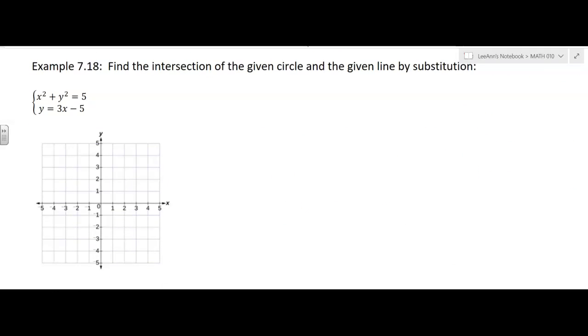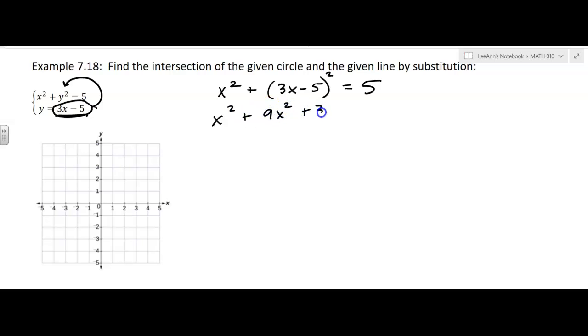Okay. Find the intersection of the given circle and the given line by substitution. Well, it looks like I have y equals 3x minus 5. I'm going to take that and substitute it into the other equation. That'll give me x squared plus (3x minus 5) squared equals 5. Okay, and then here we go with the algebra. x squared plus 9x squared minus 30x plus 25. Now, you'll just have to FOIL that out on your own. By now, we have to know how to square a binomial.